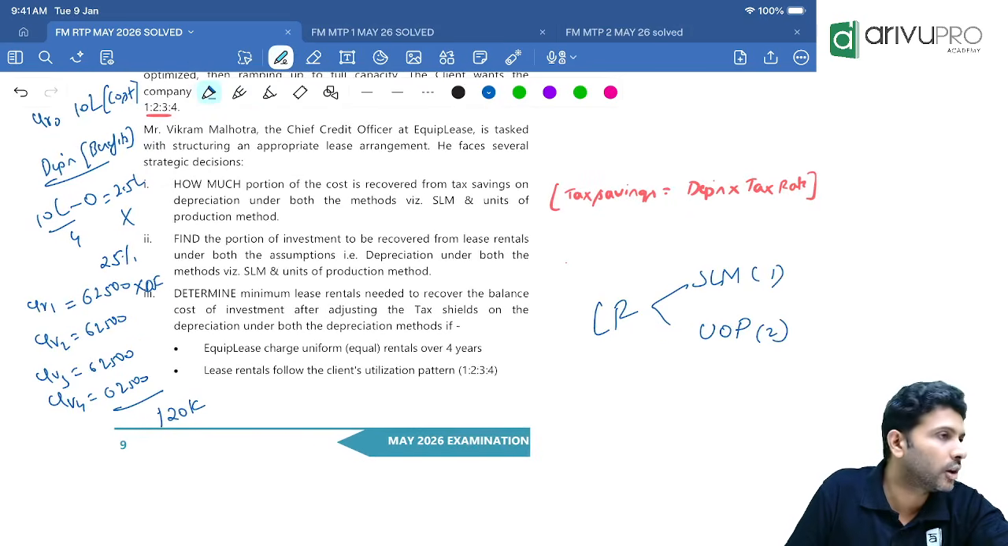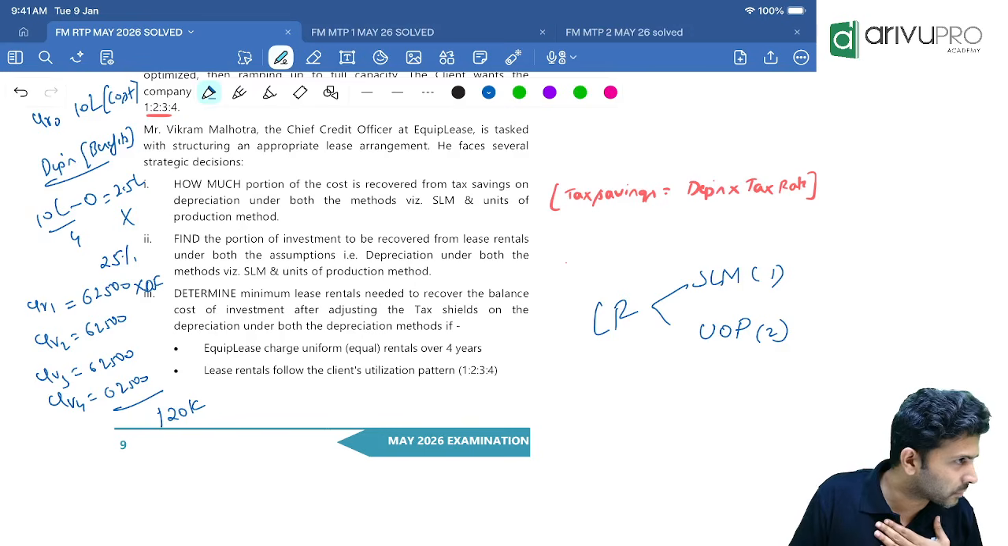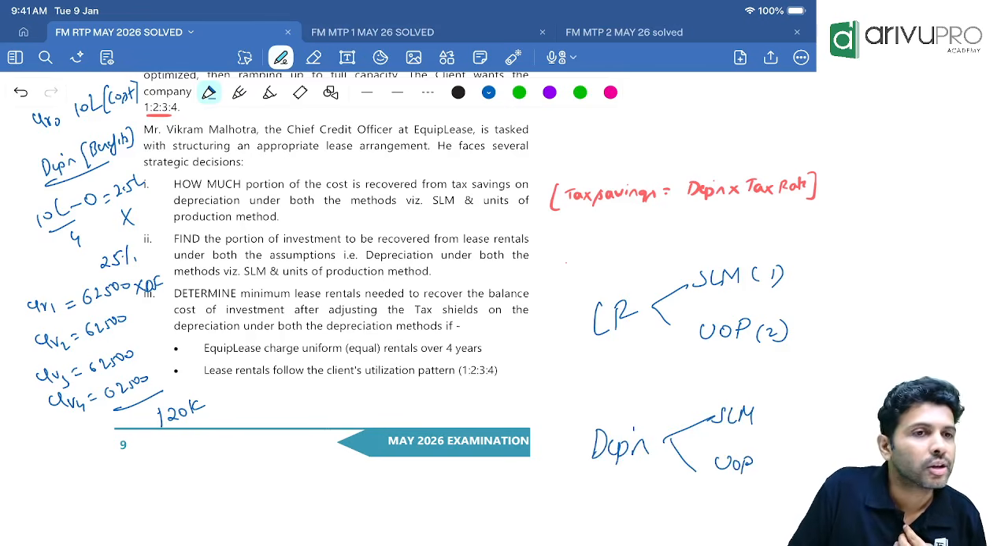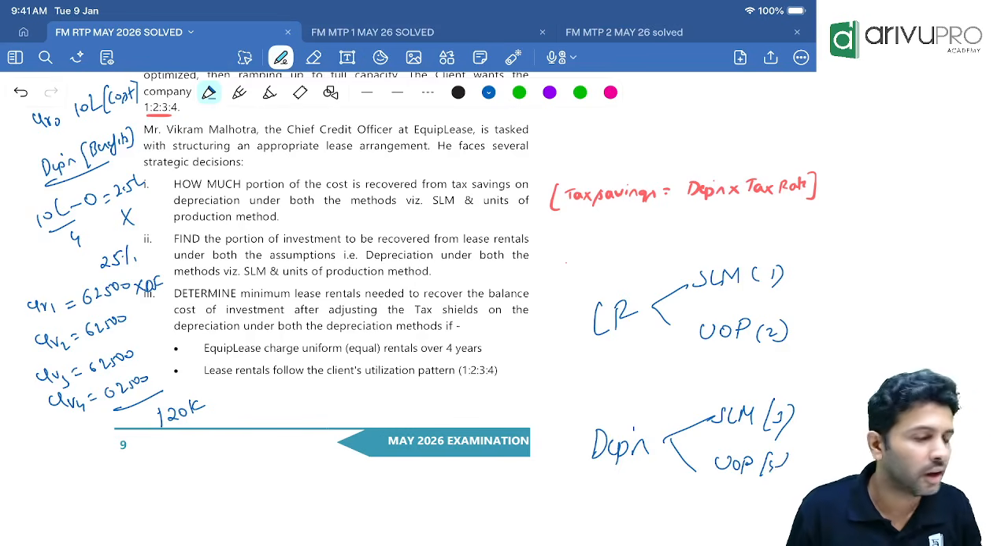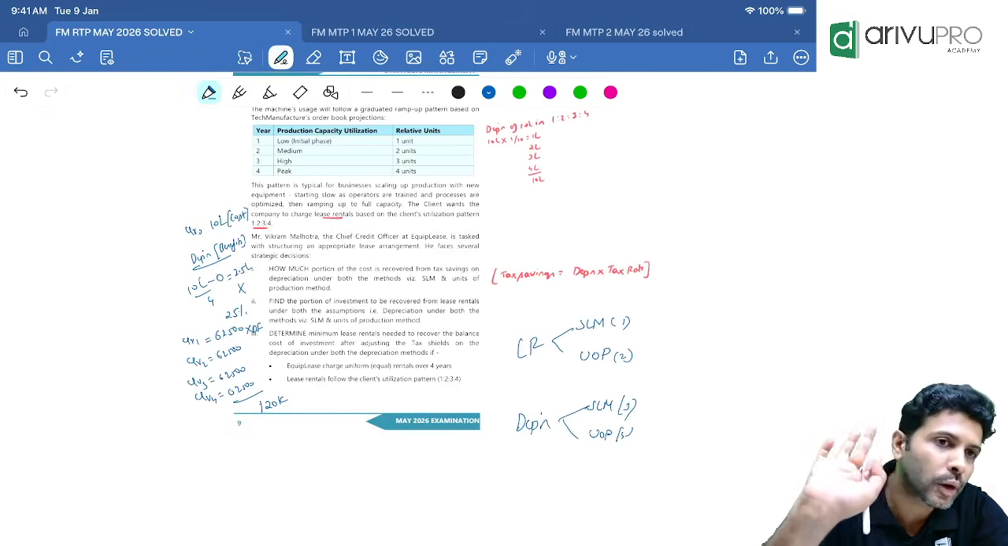This is case number 2. We have sold the asset or leased the asset, so we will only charge depreciation. Depreciation can be charged based on SLM or based on units of production. This is case number 3 and this is case number 4. For all 4 cases you need to give the answer. Now, how to do it? I'll tell you the presentation. It's an easy question. Just watch out. So far, okay?